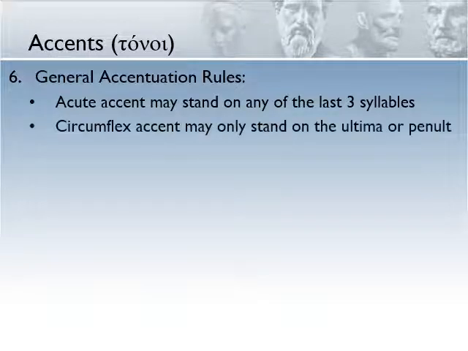And so, number two, the circumflex accent may only stand on either the ultima or the penult. So remember again, the ultima is the last syllable. The penult would be the second to the last syllable. A circumflex will never stand on the antepenult. Circumflex accent, the one that looks like a tilde or like a little cupped hat, will only stand on the ultima or the penult.